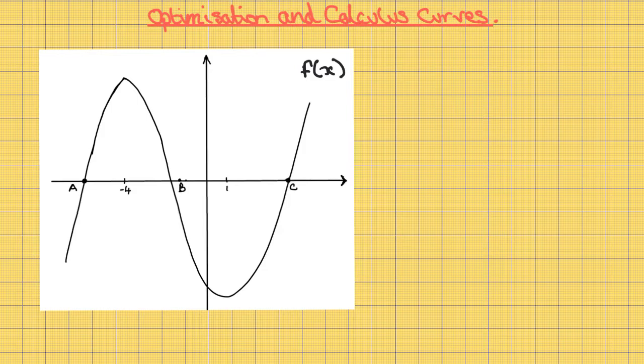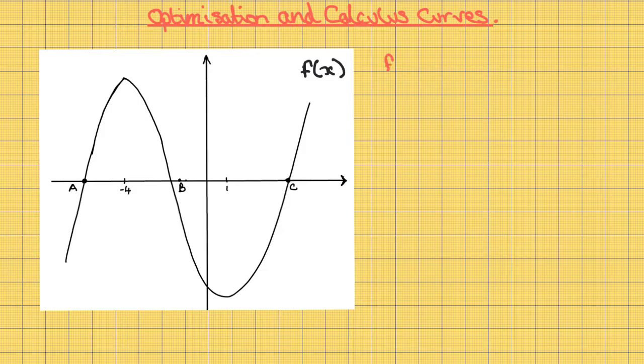I've drawn on 5 critical points, A, -4, B, 1 and C, and at each of these points we will discuss what is happening to the function, what is happening to the first derivative at that point on the function, and what is happening at the second derivative at that point on the function. So first, let's take the point A.